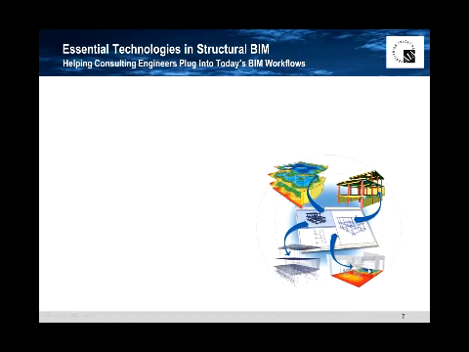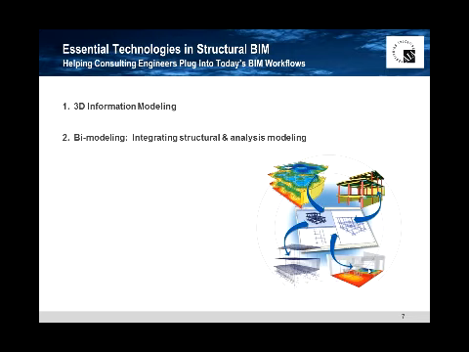In summary, we're going to discuss 4 essential technologies for structural design. First, 3D information modeling, or the ability to create intelligent 3D structural models. Here we're moving beyond lines, bars, and nodes, and designing with intelligent structural objects that understand their physical and analytical properties. Second is a concept I call bimodeling, or technology that integrates structural and analytical modeling.